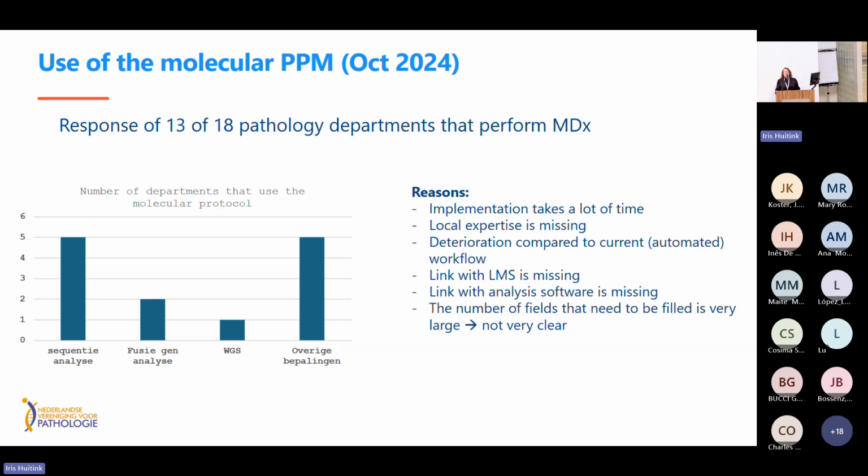And they said, well, implementing this protocol is quite time consuming. We're missing local expertise. We feel that the workflow is not as nice or handy as the one that we currently have in our lab. Link with our lab management system is missing. And also the number of fields that need to be added, or data that needs to be added, is quite large. So it's time consuming to use this protocol. So they said, we're not going to use it.